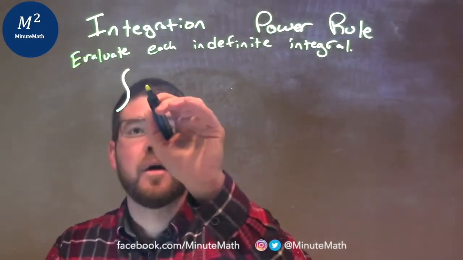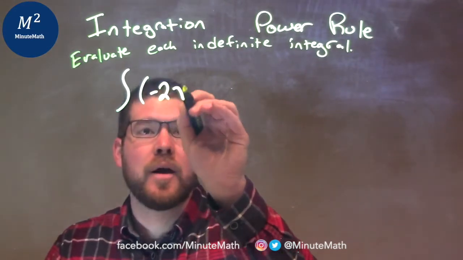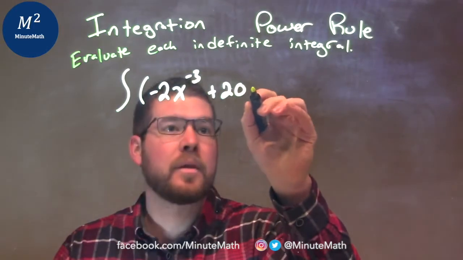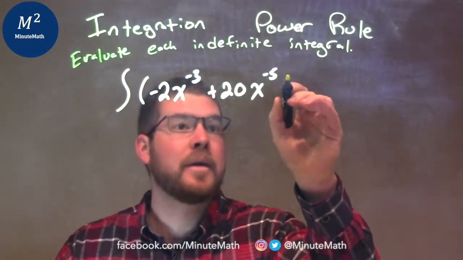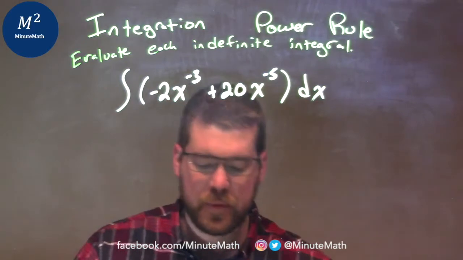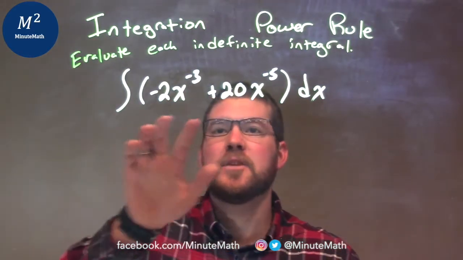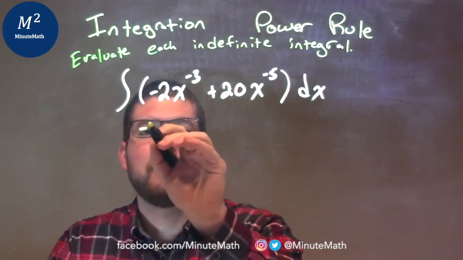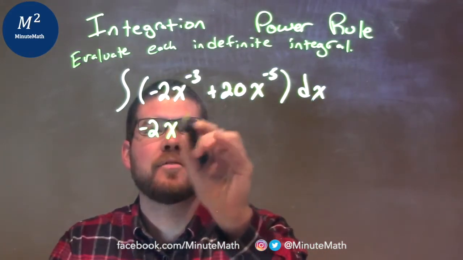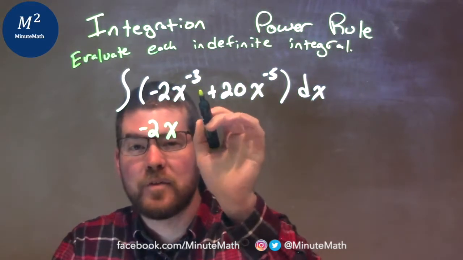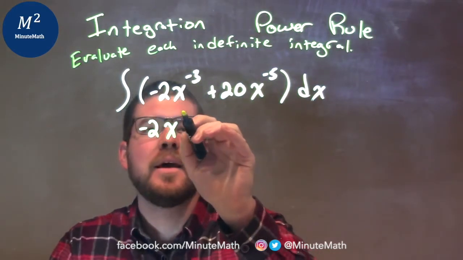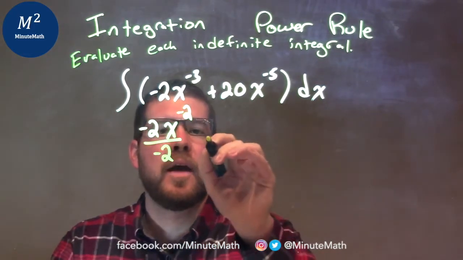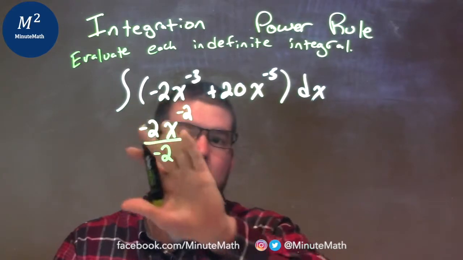Integral of negative 2x to the negative third power plus 20x to the negative fifth power dx. Okay. So what I need to do is treat each part individually. So I think about the power rule of this first part. Well, the negative 2 is a constant, I'll leave it out front. X, now we raise the exponent by positive 1. So negative 3 plus a positive 1 is negative 2. We divide by that exponent, a negative 2 right here. Then we've done basically everything we need to do with this first part.